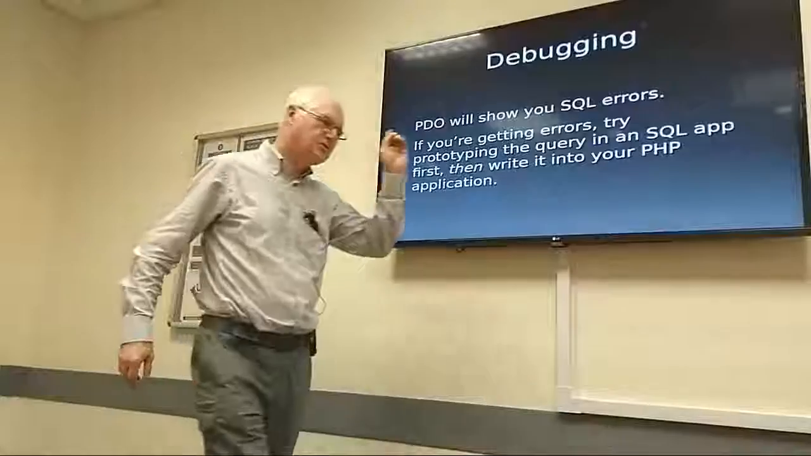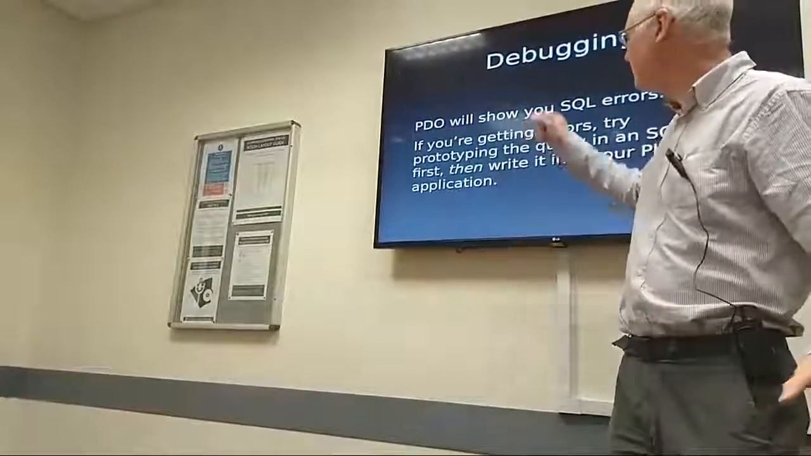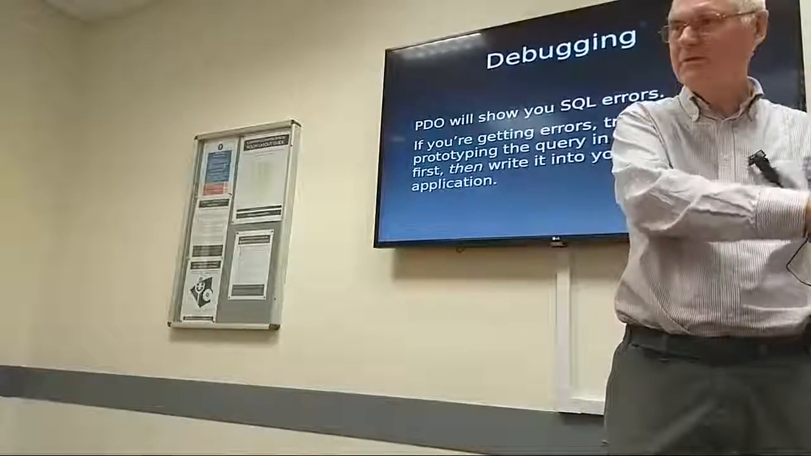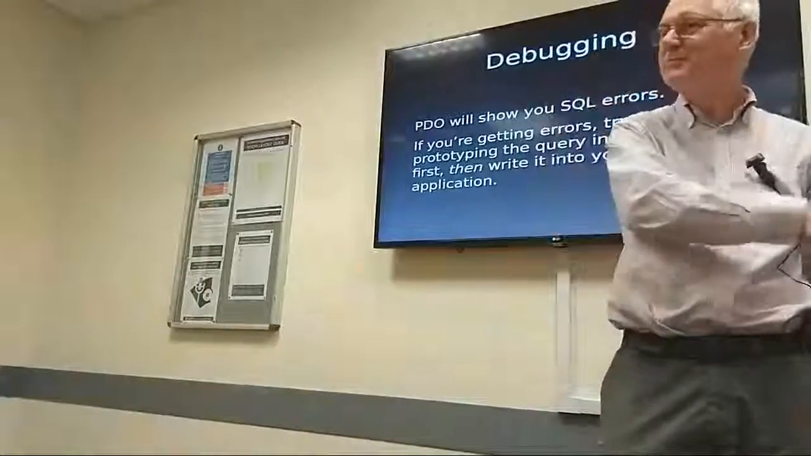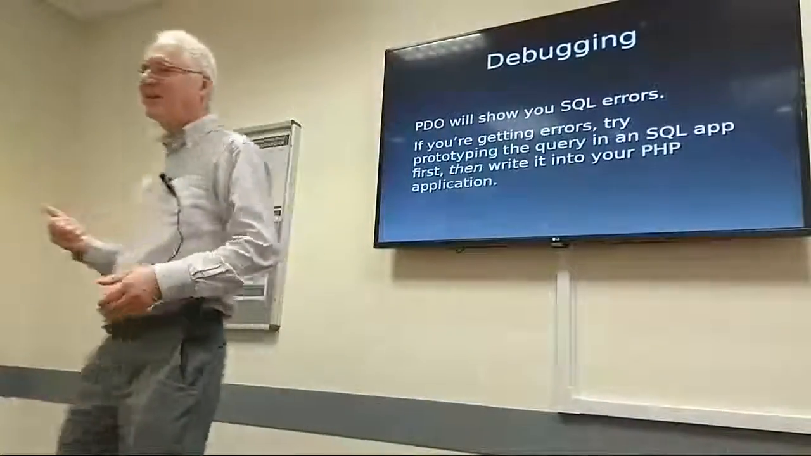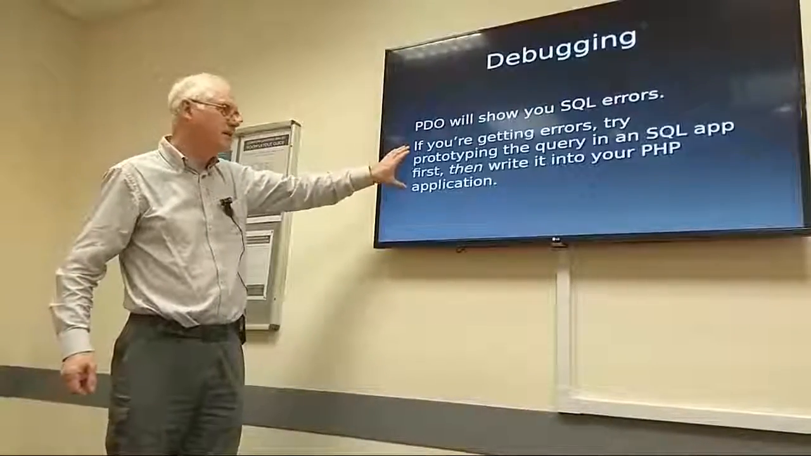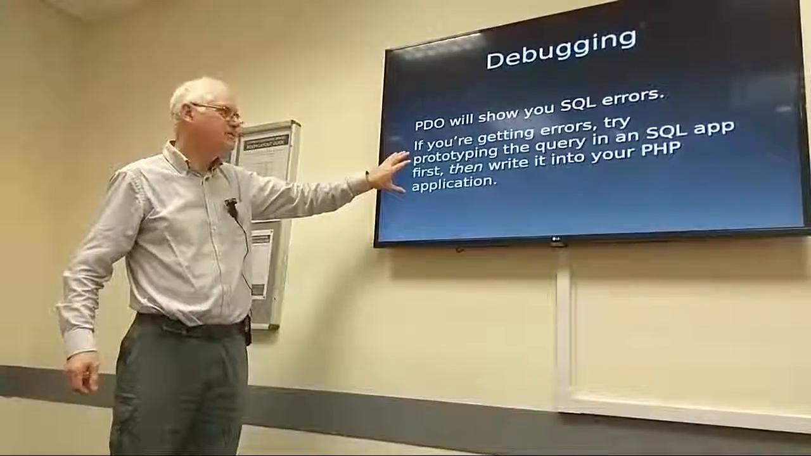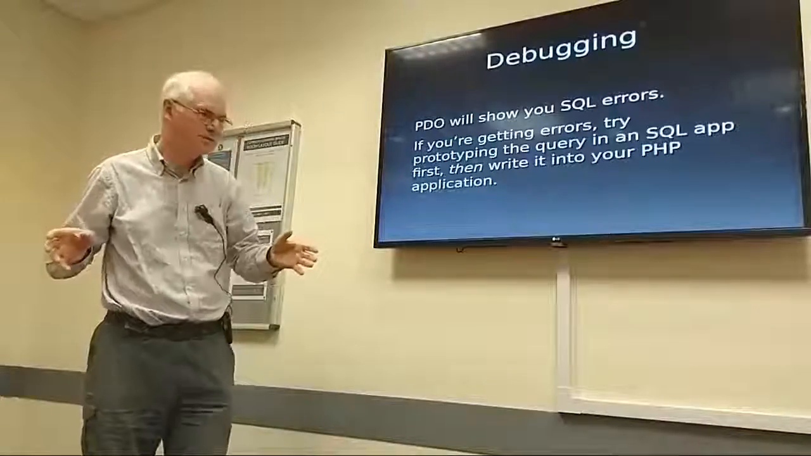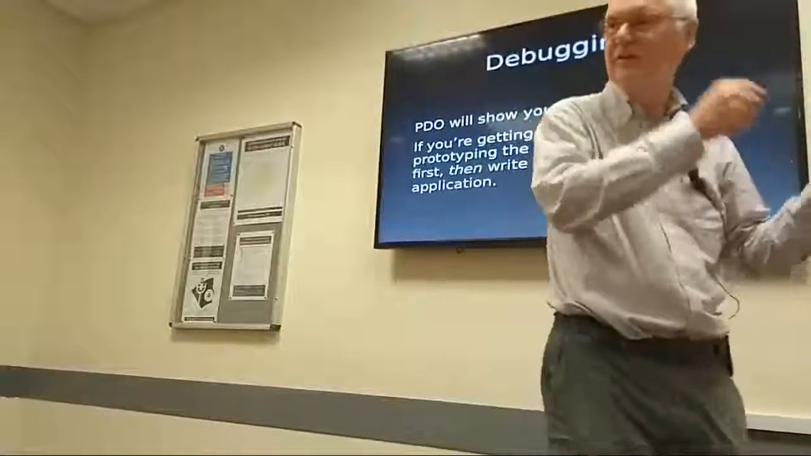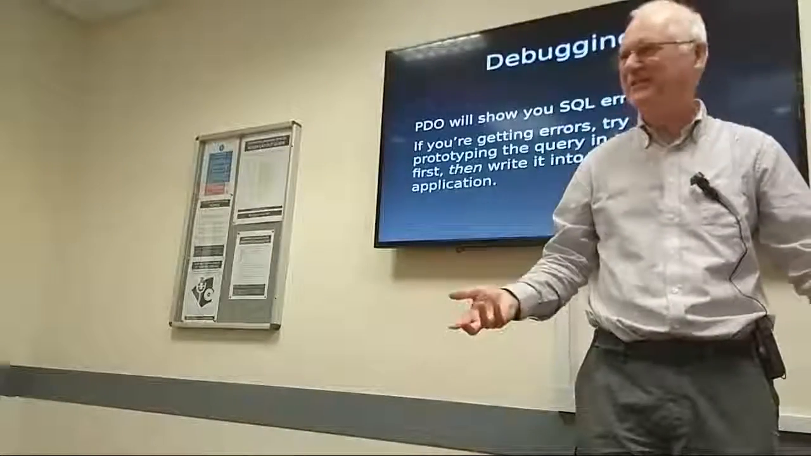So if we go straight to the MySQL server and sort out if the MySQL query is working on the MySQL server, we've split the problems in half. We know whether it's a going-in problem or a coming-out problem at least, and that halves the problems that we've got. So that's why it's saying here, if you're getting errors, try prototyping the MySQL query in an SQL app first, and test it directly on the server. Is it doing what you think it's meant to be doing? Oh no, it isn't. That's the problem. Get the statement right, okay?